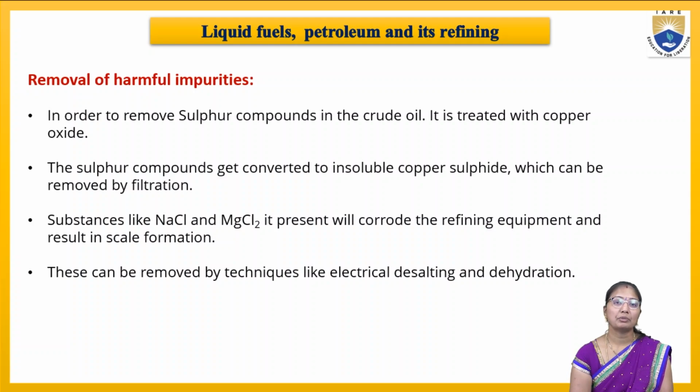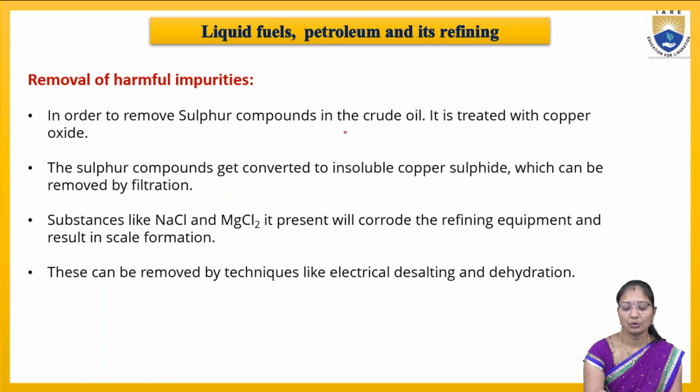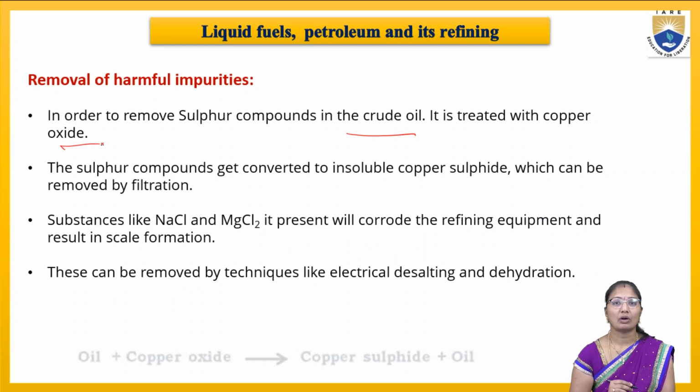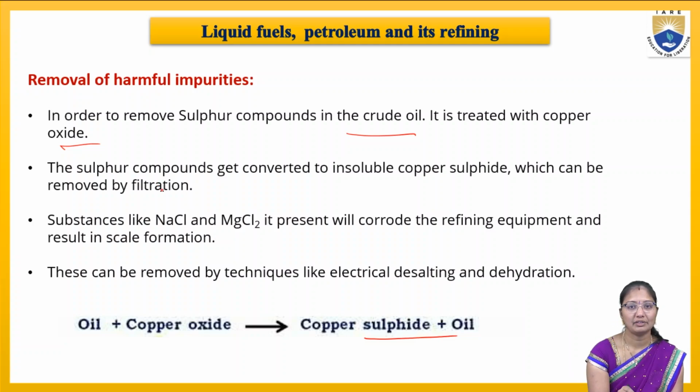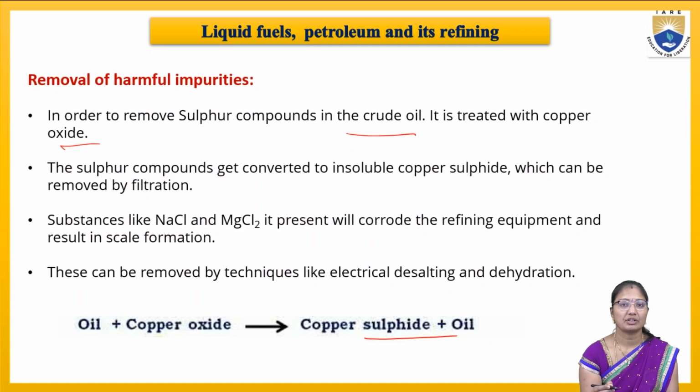In order to remove the sulfur content in the crude oil, it is treated with copper oxide. What happens is copper oxide reacts with the sulfur and results in the formation of copper sulfide plus oil. The sulfur compounds, as we know, the sulfur content in the crude oils also causes a change in the color of the crude oils.